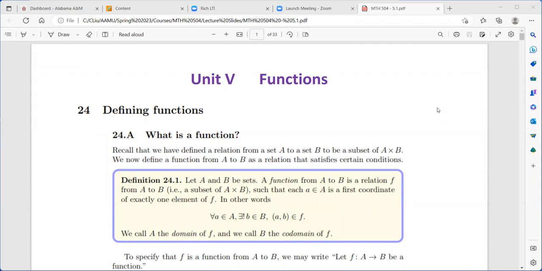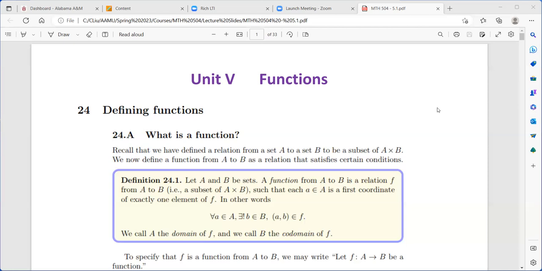We've got the new chapter for this unit, functions. We have a lot of topics to talk about. And then we have another new chapter, unit 6, for probability. So we still have a lot of things to cover. So let's just start from the first section for this unit, defining functions.